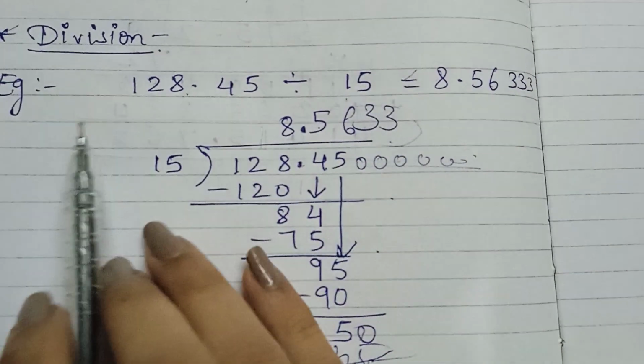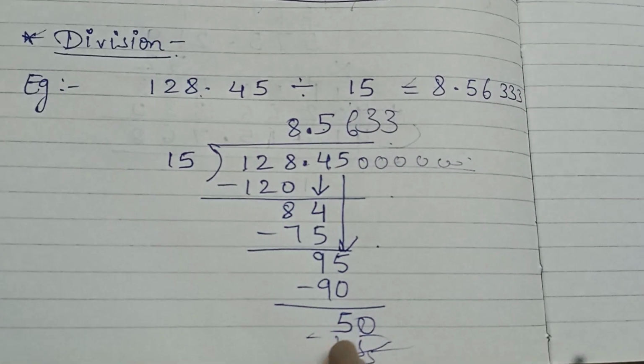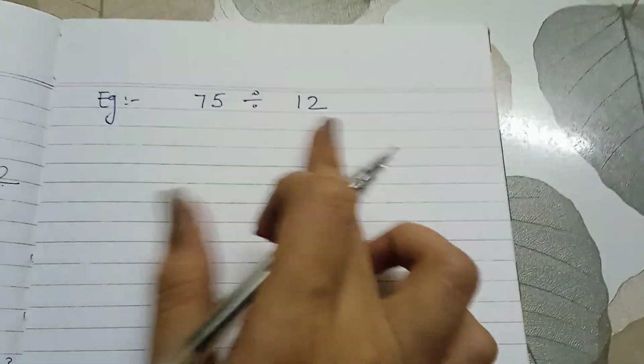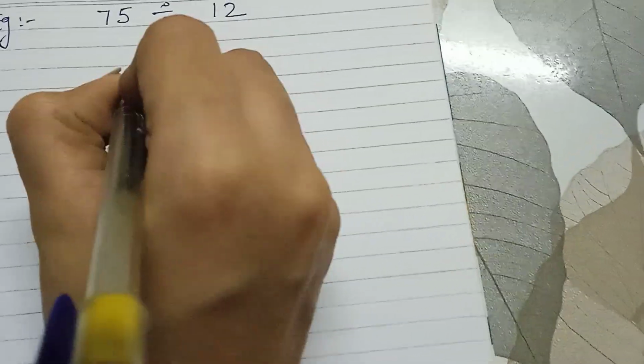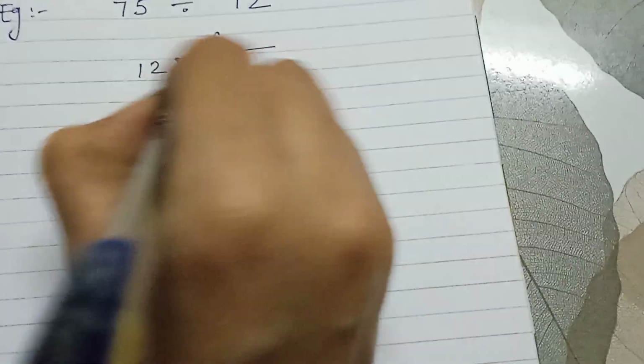So this is how we do it when the dividend is a decimal number and the divisor is a whole number. Now let us see when both are whole numbers and the remainder is not 0, then how to do it. Let's take 75 divided by 12. Now none of them are in decimal, still our answer will come in decimal. 75 divided by 12. We know 12's table. 12 6s are 72.